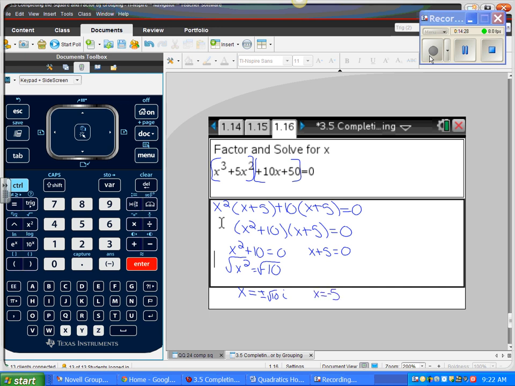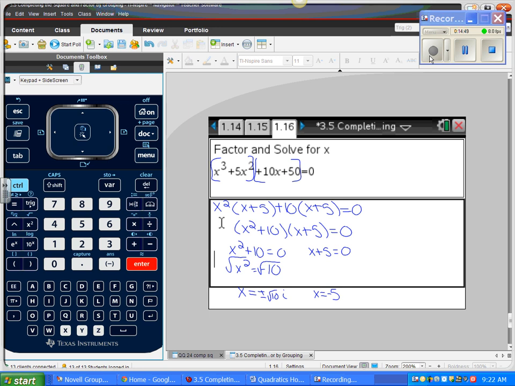How many solutions do I have? 3. I have positive radical 10i, I have negative radical 10i, and I have negative 5. What's the degree of the polynomial? 3. How many solutions do I have? What's the degree? How many solutions? Do you notice they match?